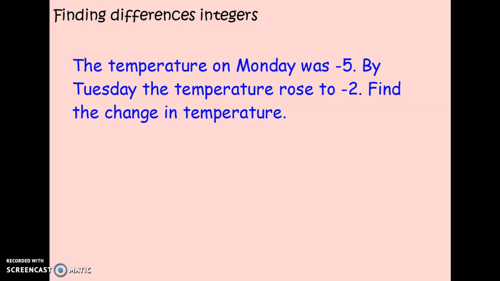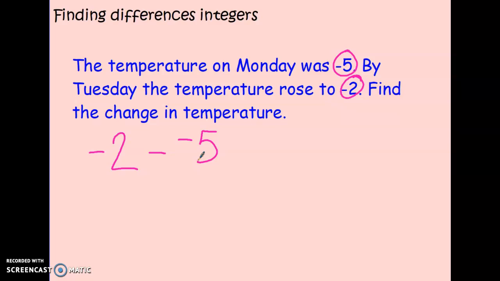That's important information, so I'm going to circle it. By Tuesday, the temperature rose to -2 degrees. Find the change in temperature. Now, when we're setting up a subtraction problem, we always start with what we end with. So we ended at -2 degrees, so that's going to be the first number that I write. -2, and then I'm subtracting my -5.